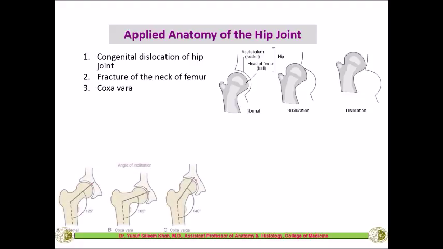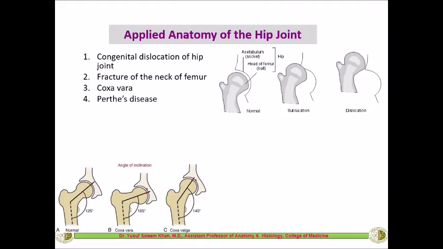Then there is a condition called coxa vara. So what is coxa vara? The angle between the axis of the shaft and the neck is almost 120 to 125 degrees. And if this angle decreases, then it is called coxa vara, where the angulation between the shaft of the femur and the neck is decreased. And if it increases to more than 140 degrees, then it is called coxa valga. Coxa vara is a decrease in the angulation between the neck and the shaft of the femur, and if there is an increase in the angulation, then it is called coxa valga.